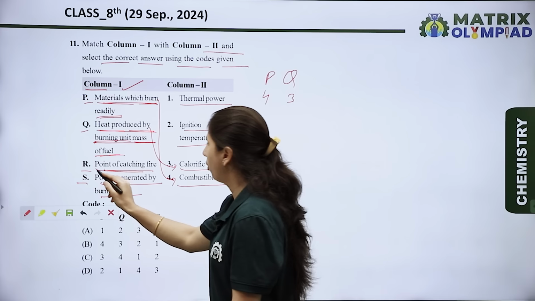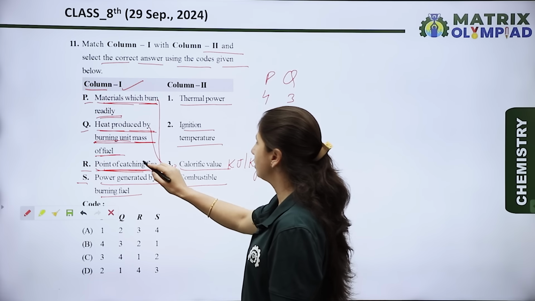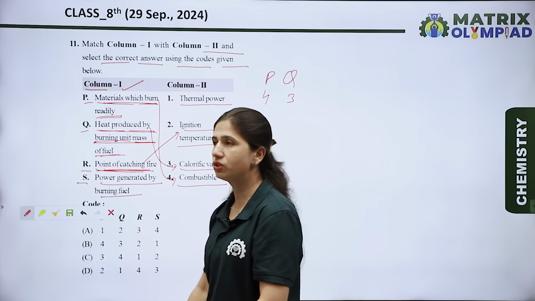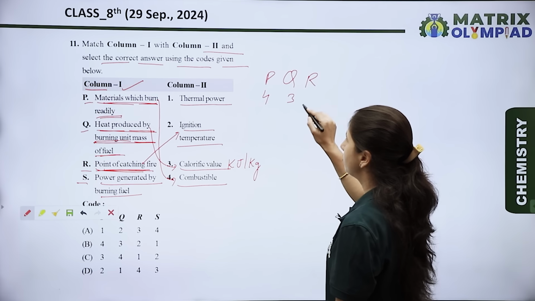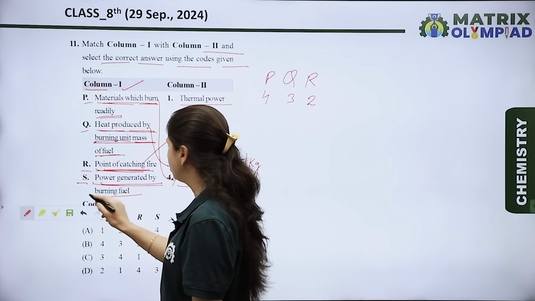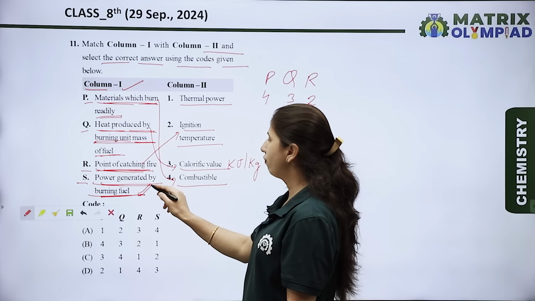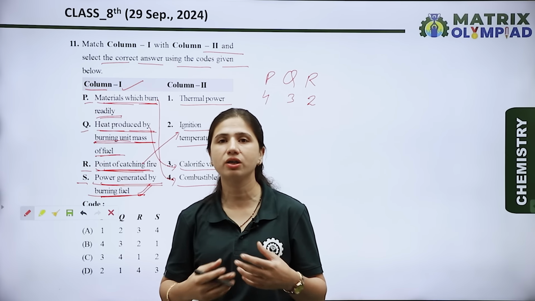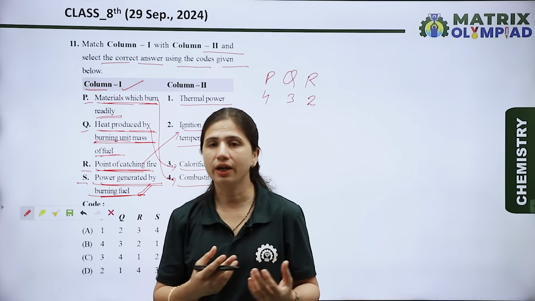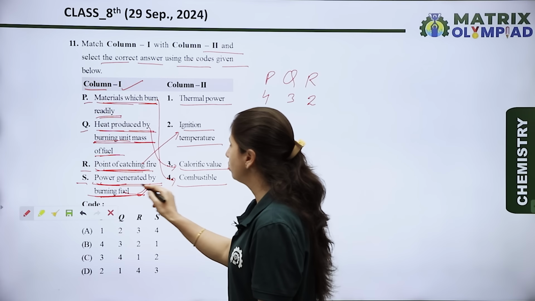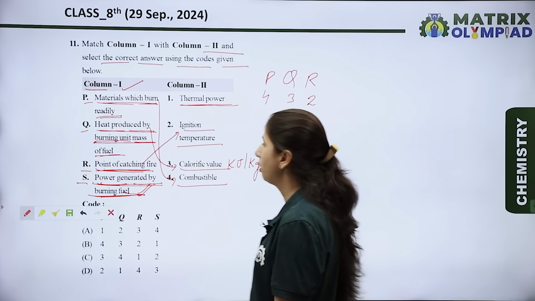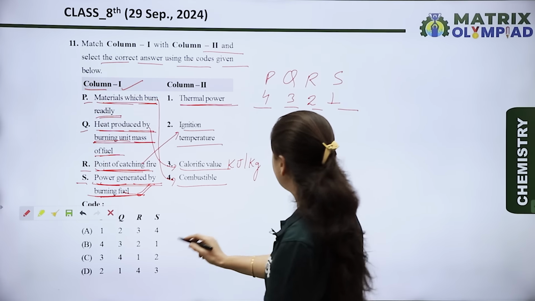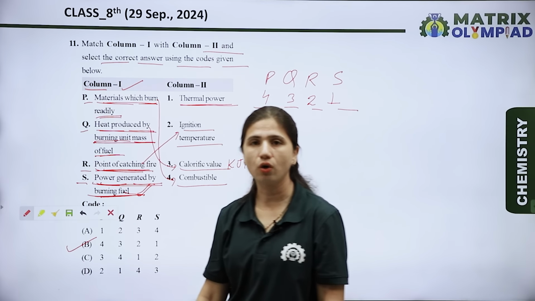Now let's see the next. Point of catching fire. The point of catching fire is known as the ignition temperature. If any substance catches fire at any point, that point is known as the ignition temperature. So R is matched with second. Now the last is power generated by the burning fuel. Different types of reactions produce different types of energy, like chemical energy, thermal energy, heat energy, electrical energy. When we burn fuel, the power generated is known as thermal energy, or thermal power. So S matches with first. So 4, 3, 2, 1. So option B is the right option for this question.